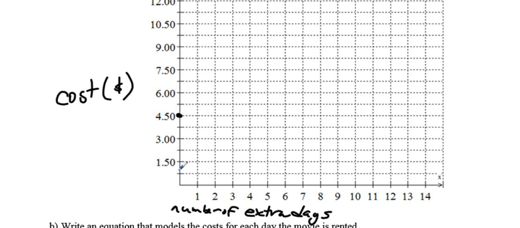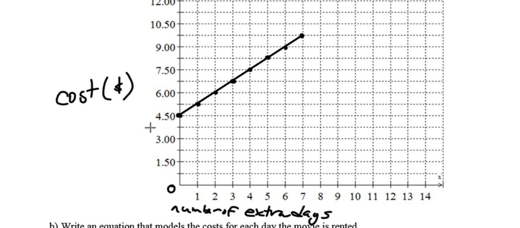And then if you notice the scale here, this is 0. The scale here goes up by 75 cents. So I'm just going to go up 1 square and over 1 square to represent the cost for the first extra day. And that's going to continue in that same fashion, up 75 cents over 1 extra day, until we get to 7 days. And then after 7 days, that's the first week. So we have graphed the cost for the first week of rentals.